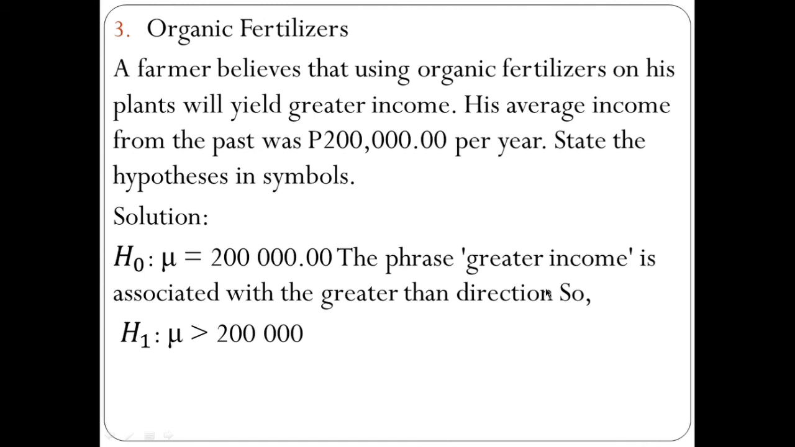Okay? So, again, saan po class nakuha yung greater income or greater than? Dito po sa given problem. Okay? So, ito will yield greater income. Okay? So, again, our null hypothesis, mean equals 200,000. So, saan galing yung 200,000? Dito po sa given problem. Okay? So, for our alternative hypothesis, we have mean is greater than 200,000. So, greater than, dito po galing sa given problem.